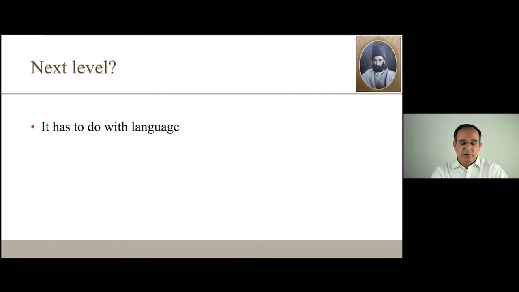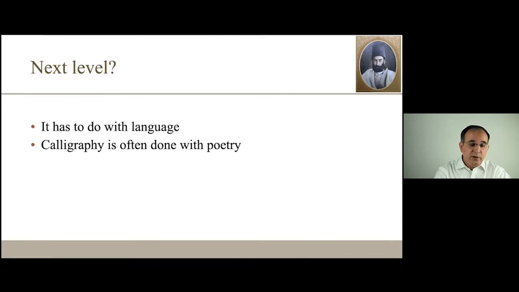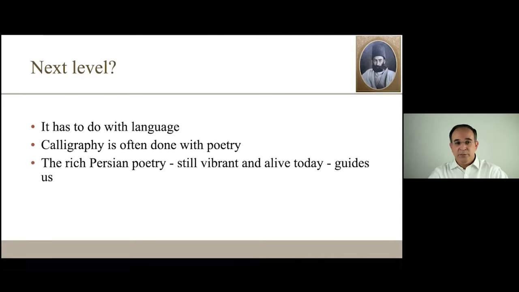So what is the next level? I'm not talking about the levels of professionalism in calligraphy, I'm talking about a higher level of it, which has to do with language. Calligraphy is often done with poetry. When we look at, for example, Persian poetry, which is extremely rich and even today still vibrant and living, people can connect with it and access the meanings in it. It is not the language of a distant generation that is impossible for the ordinary person to read and understand. Everybody reads the poetry of Hafez and Khayyam and Rumi these days.